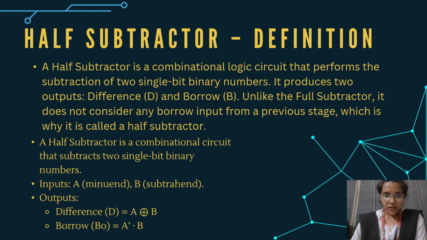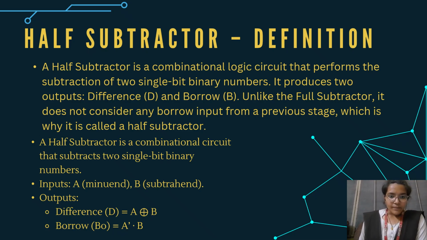Let's talk about the half subtractor. Definition. A half subtractor is a combinational logic circuit that performs a subtraction of two single bit binary numbers. It produces two outputs, difference and borrow. Unlike the full subtractor, it does not consider any borrow input from the previous stage, which is why it is called a half subtractor.